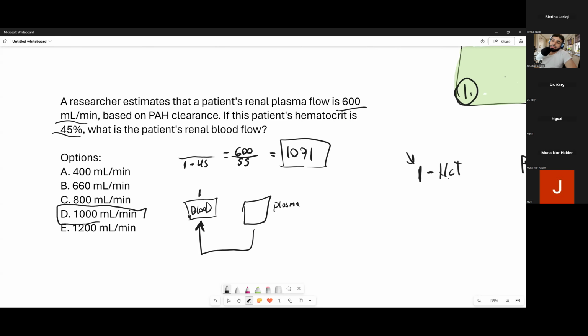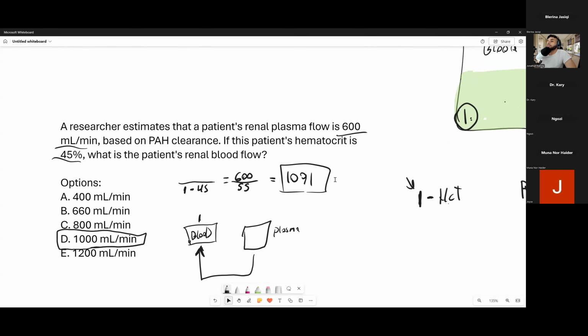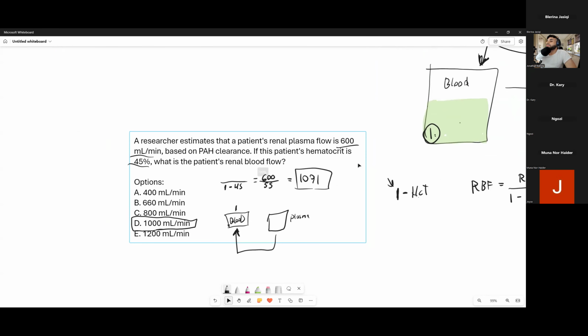Round it up. I've seen this in an MBME question where you have to end up rounding. The question was not exact. It was off by a couple of numbers in the answer, so you do have to round. The answer there is D. Okay. Good. Any questions?